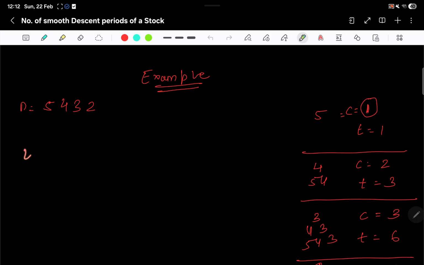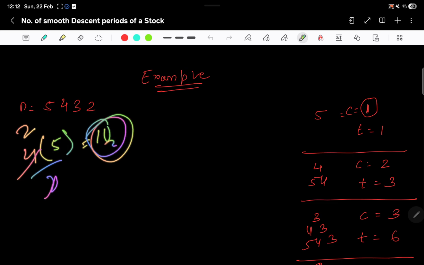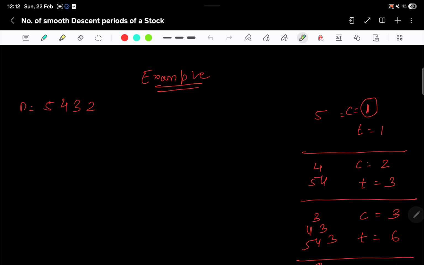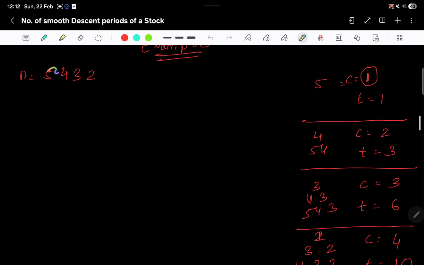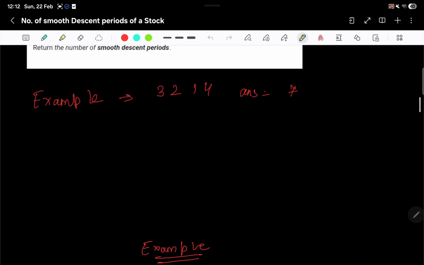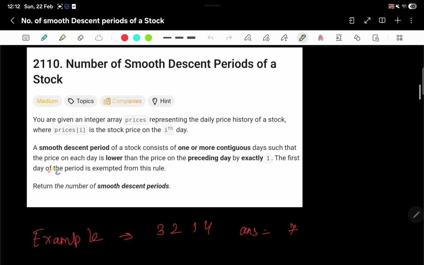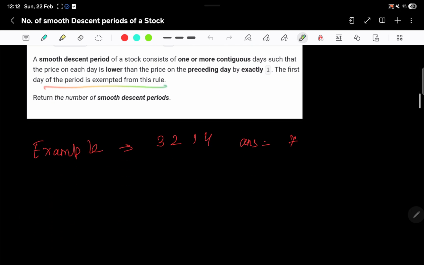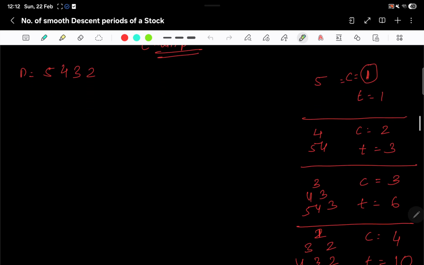If I form it using the formula, 4 into 4 plus 1 is 5, divided by 2, the 2 cancels, and the answer is 10, right? Okay, now how can I form it? I'm at 5, my current would be 1, and my total will initially be 1, because the rule says the first day of the period is exempted from this rule. That means it is already included, right? So C is equal to 1, total is equal to 1, and I am at 5, right?